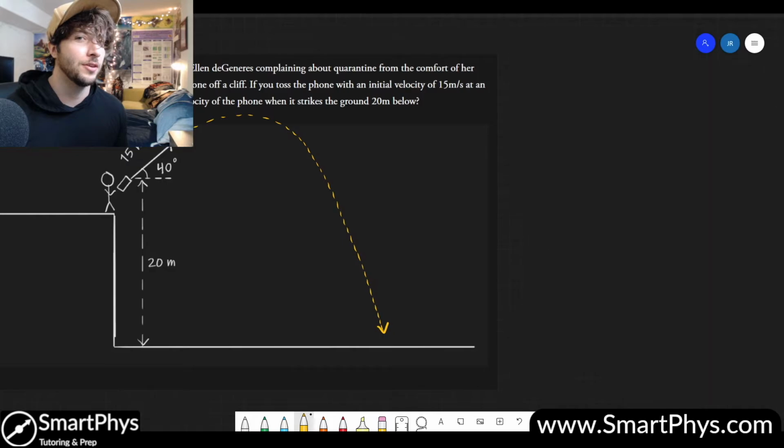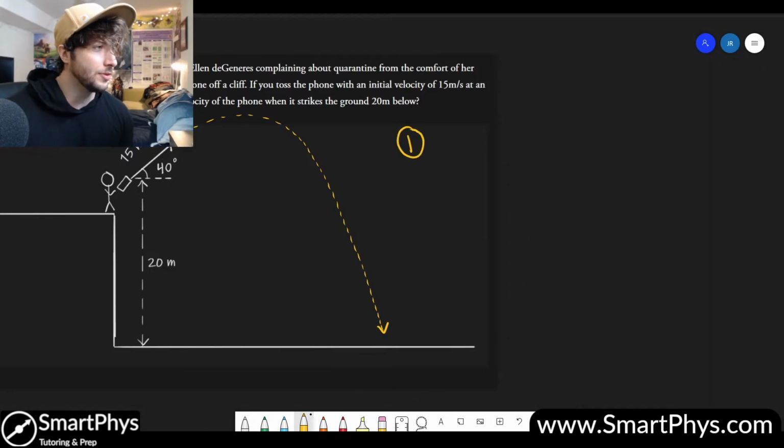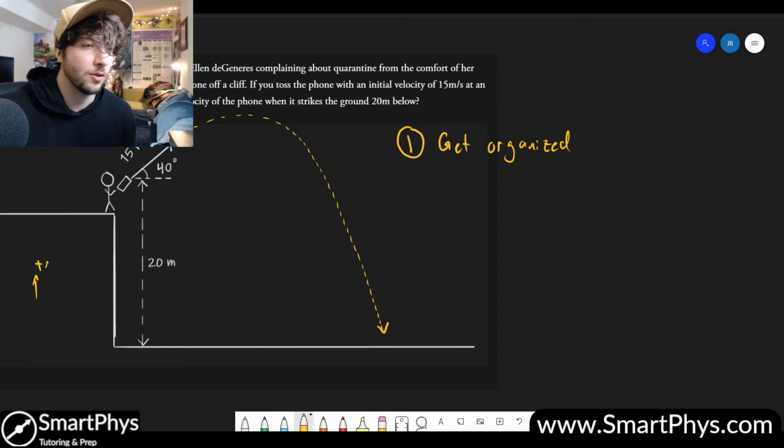Okay, so that brings us to our first step to tackle this problem. It's going to be getting organized, okay? And that involves doing a couple things. One, we want to define our positive directions, right? So all of the variables, with the exception of time, in the kinematic equations are vectors. So their direction matters, right?